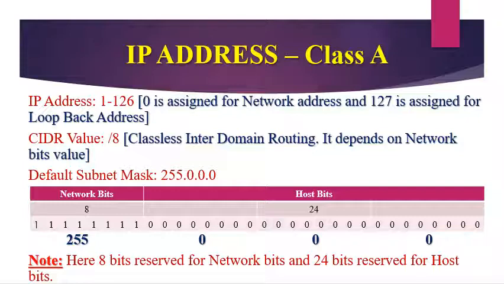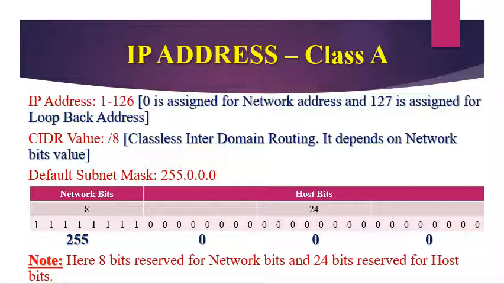How do we specify the CIDR value? The CIDR value is specified with slash notation. In class A, the CIDR value is 8, because in every class the CIDR value depends on the network bits of that class. For class A, the network bits are 8, so we can represent the CIDR value as 8. Then how do we find the default subnet mask?